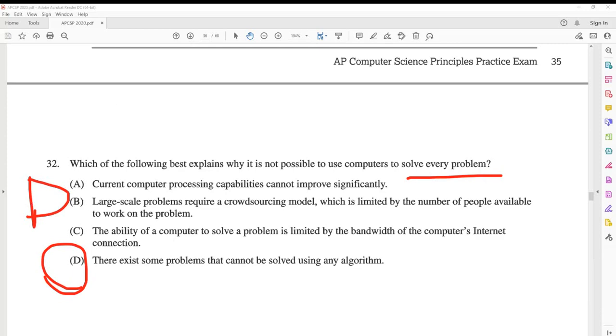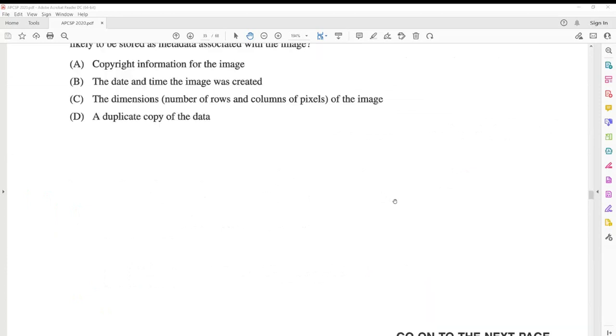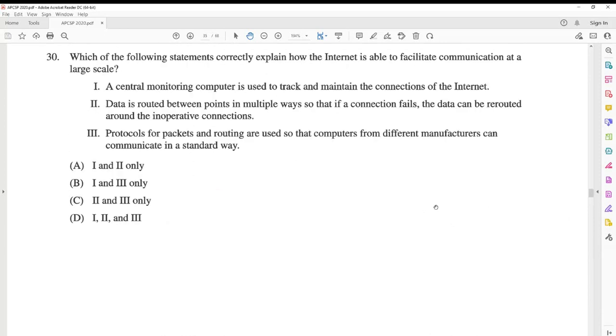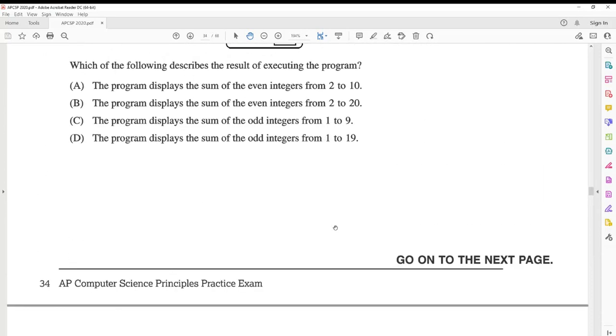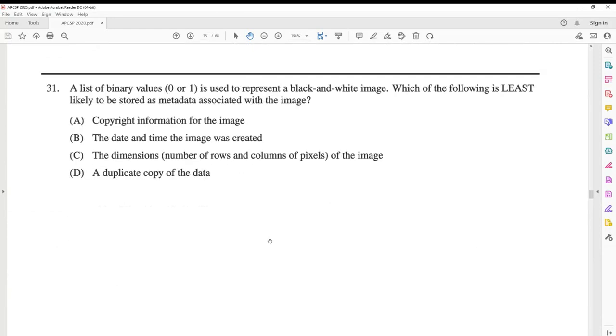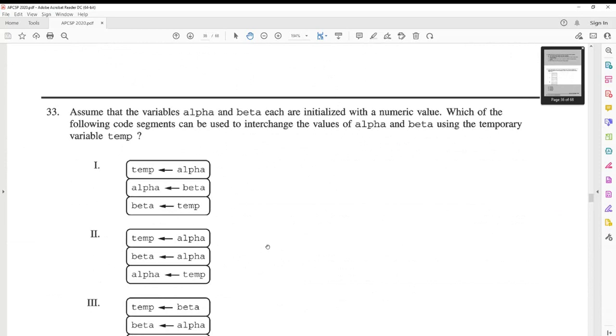Let me see, I may have made some mistake. Okay, so this one. D30 actually is C. This one is B. Okay, good. So B is 32. Let's do 33.